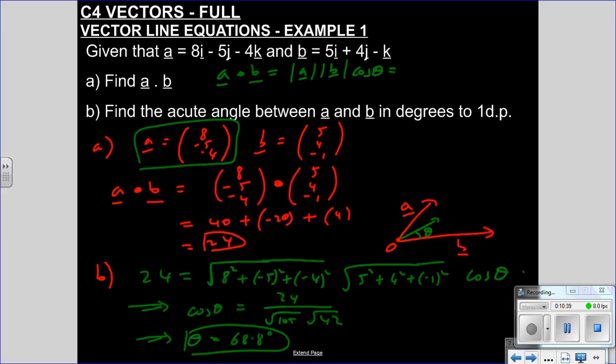Now notice the question said find the acute angle between A and B in degrees. Why is that? Let's think about that. Why does it need to make that distinction? Well, think about two vectors, A and B, right? Let's draw it as two lines even.